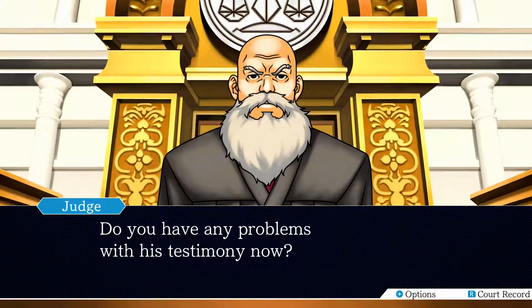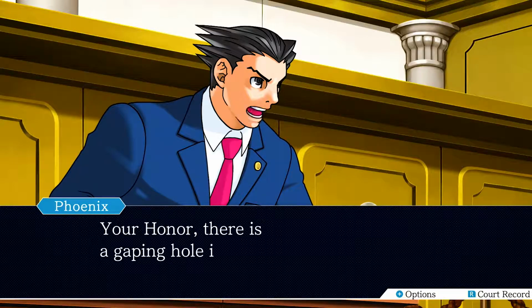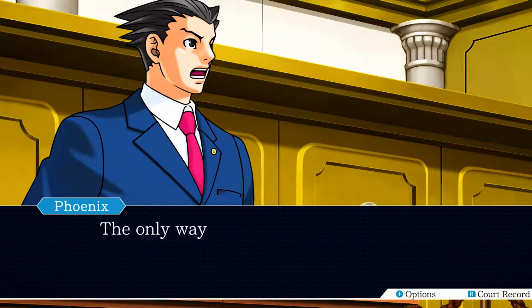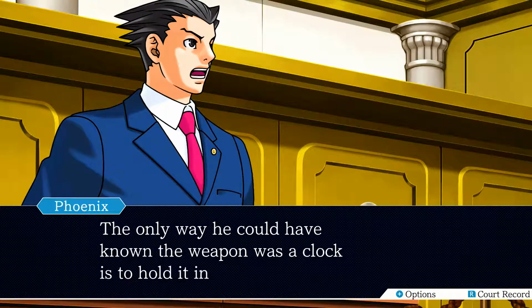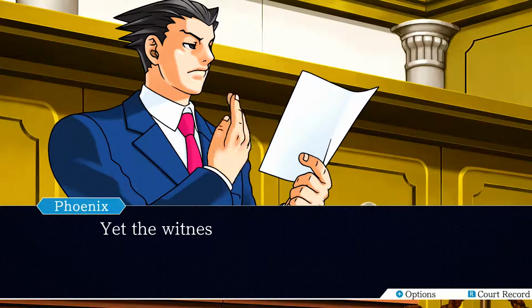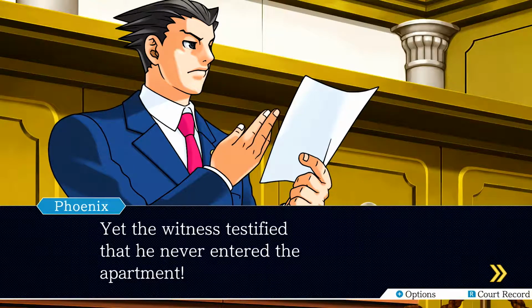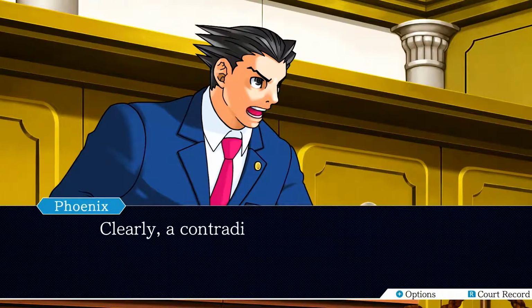Yes, clearly yes. Your Honor, there is a gaping hole in the witness's testimony. The only way he could have known the weapon was a clock is to hold it in his hand. Yet the witness testified that he never entered the apartment. Clearly a contradiction.